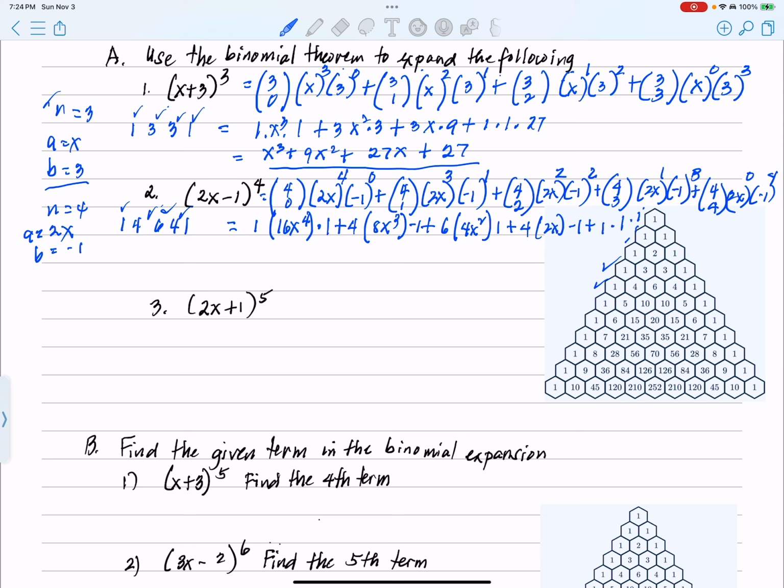Okay, so let's simplify. Our first term here is 16x to the 4th. Then, okay, we have a negative. 4 times 8, that's 32, times -1, that's -32x to the 3rd. 6 times 4, that's 24.